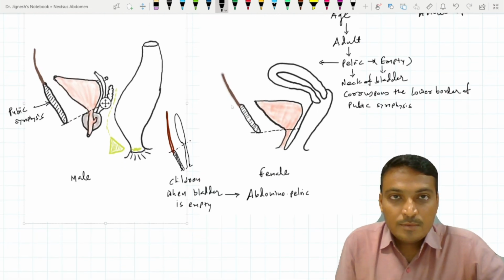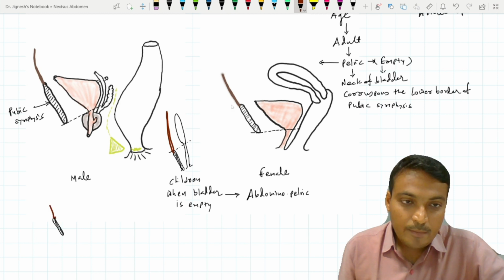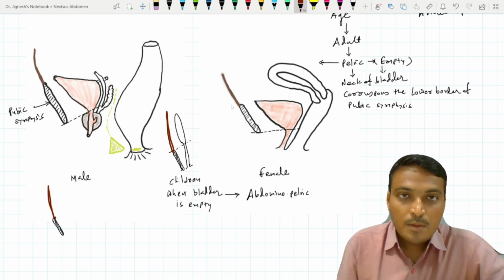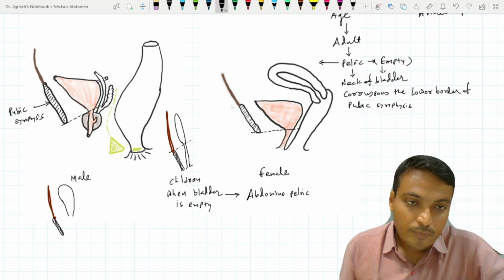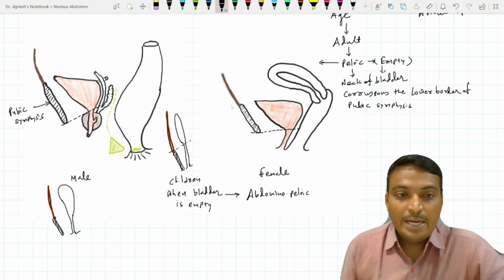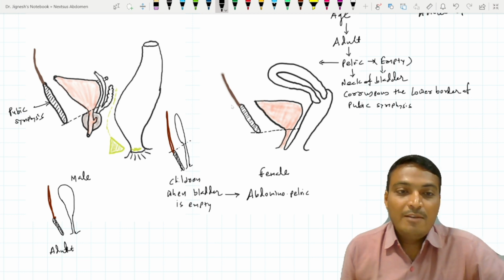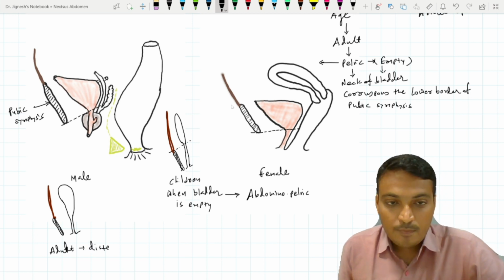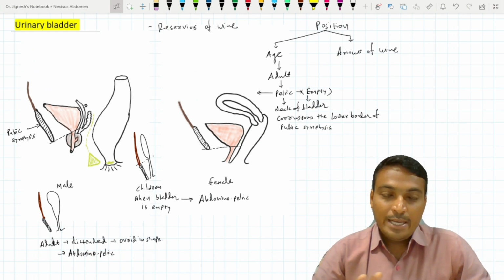So here we have drawn this pubic symphysis and this anterior abdominal wall, and the bladder, when it is distended, becomes ovoid in shape. So in case of the adult, when the distension of the bladder occurs, it becomes ovoid in shape and it becomes abdominopelvic in position.